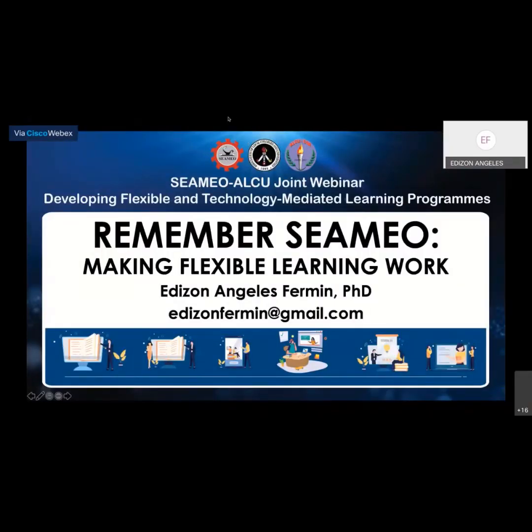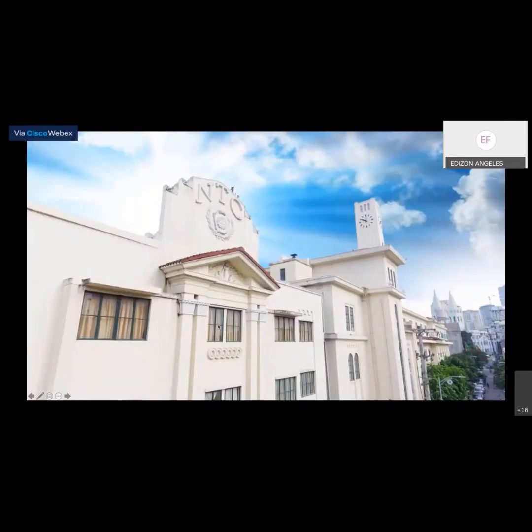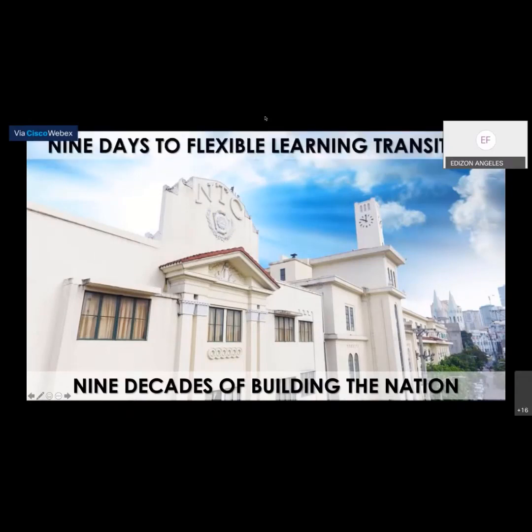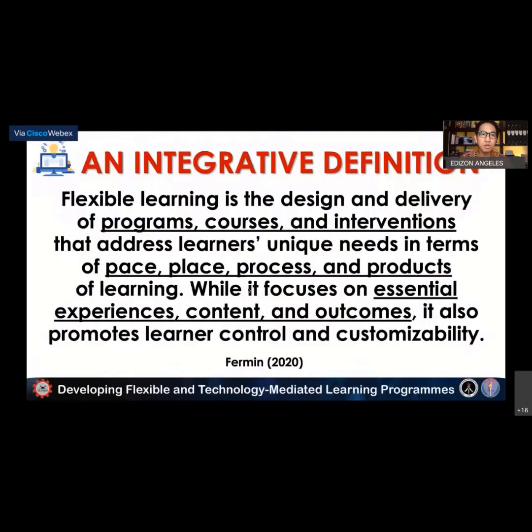What I hope to do is to clarify my points within the next 8 or 10 minutes. I came from the National Teachers College, built on 9 decades of building the nation's education. And it took us only 9 days to transition to flexible learning. The rapidness of all these changes is impacting the kind of changes that we want to facilitate in most of our educational institutions. And the cases that have been shared so far articulate that it's not an easy journey.